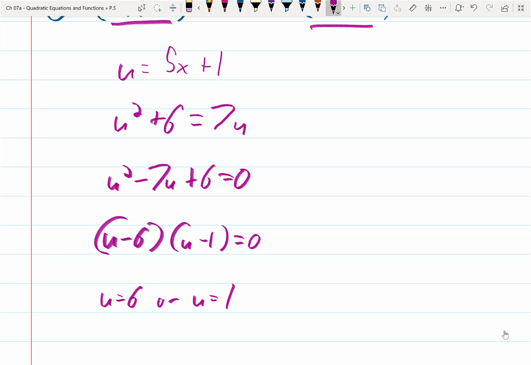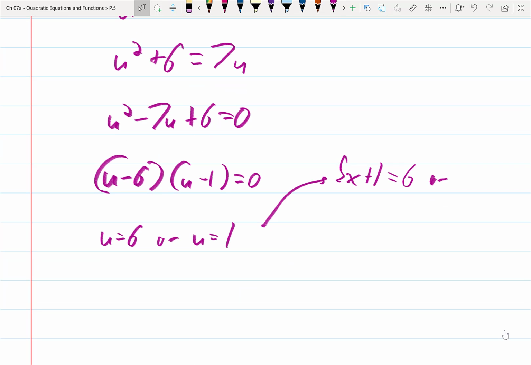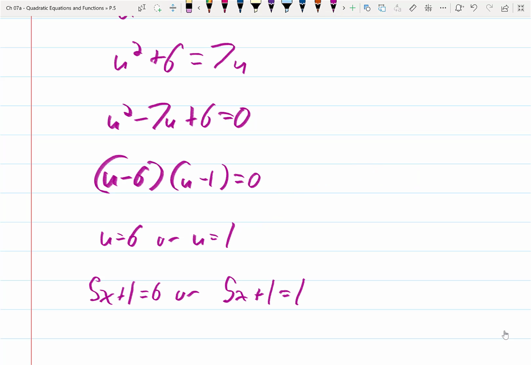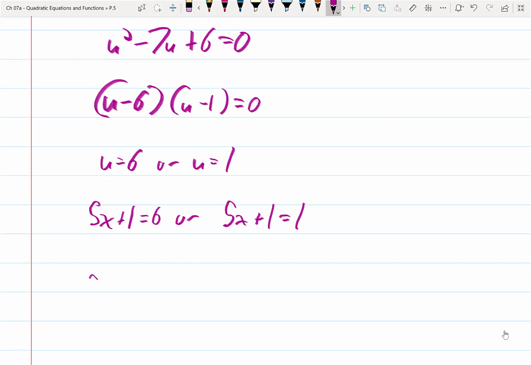But it wasn't u. It was 5x plus 1 equals 6, or, I'm going to write this underneath, 5x plus 1 equals 1. Which means that x is equal to 1 or x is equal to 0. Just do a check really quick. Are you ever dividing by 0? You don't want to be. No. Are you ever taking the square root of a negative number? These are both acceptable.